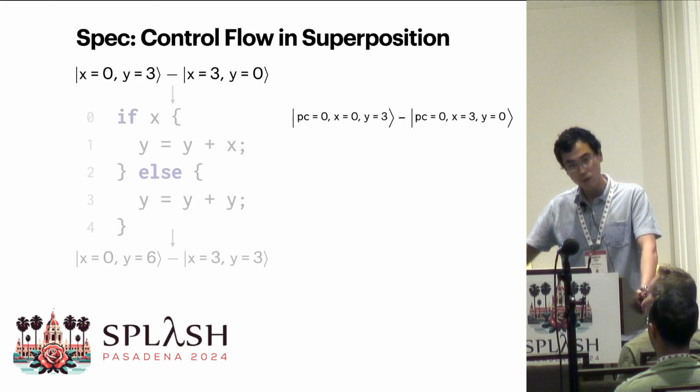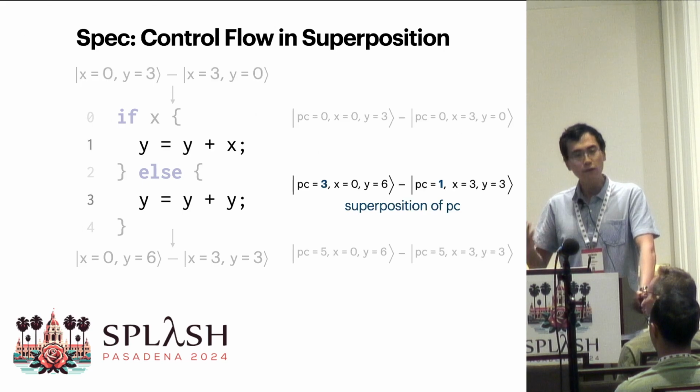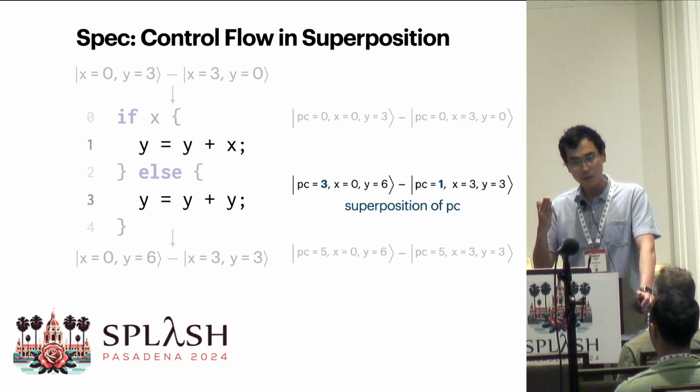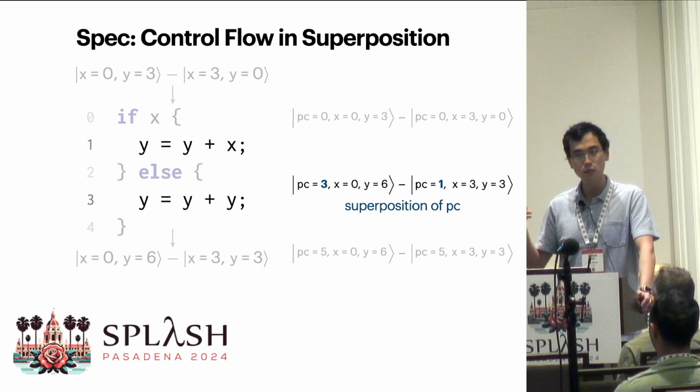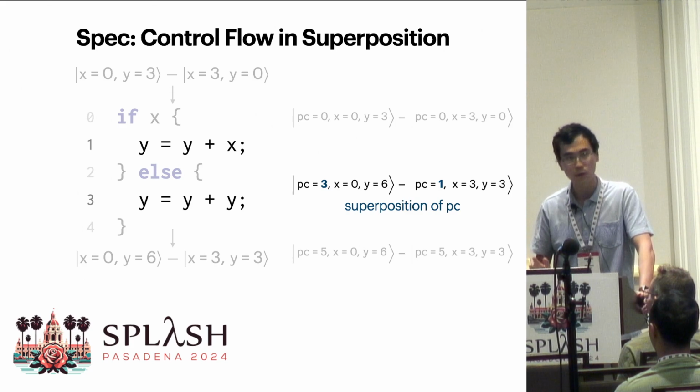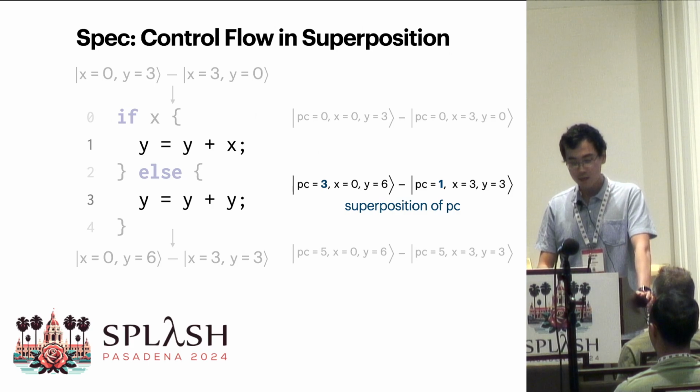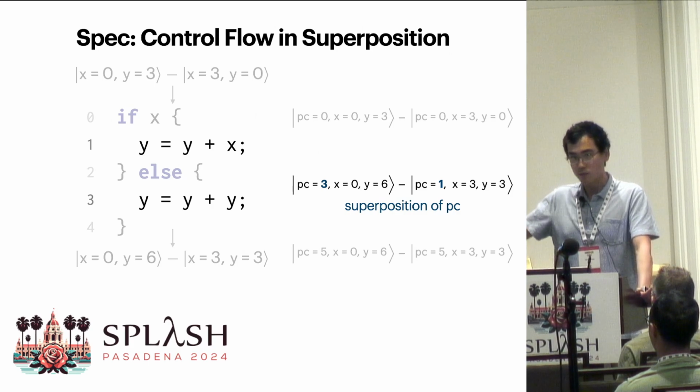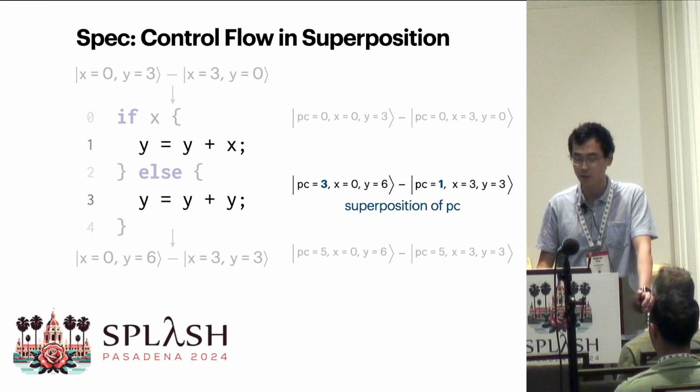Well, we're going to start with line 0, and then something very interesting happens. Because x is now a superposition of 0 and 3, which means that conceptually we're executing 2 lines of the program at the same time. We have a superposition of the program counter. Okay? So this is all fine and good. It's a reasonable specification for how to do control flow and superposition.